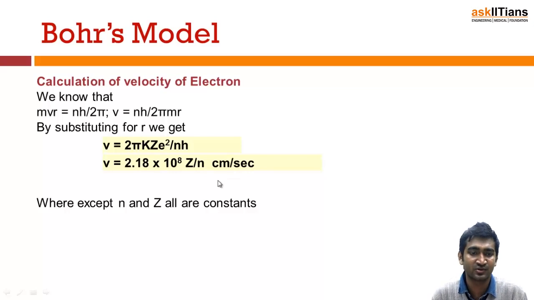For velocity also, we have the derivation. Suppose mvr is equal to nh by 2 pi according to the postulates of Bohr. V will be equal to nh by 2 pi mr. Just substitute the value of r and you will get the value of velocity. So v is equal to 2.18 into 10 to the power 8 Z by n centimeter per second. Remember, the unit is centimeter per second, so this is using the CGS system here.